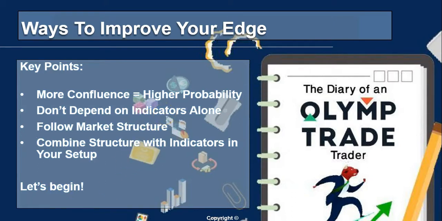And always remember not to depend on indicators alone. For trading, indicators are just that, they indicate something, they do not tell you what's happening. And following market structure, which we'll go over, and then combining the two for a better setup will improve your edge. So we will focus on market structure now, and we will combine that with the indicators and the other rules, and show you how to avoid those losing trades.